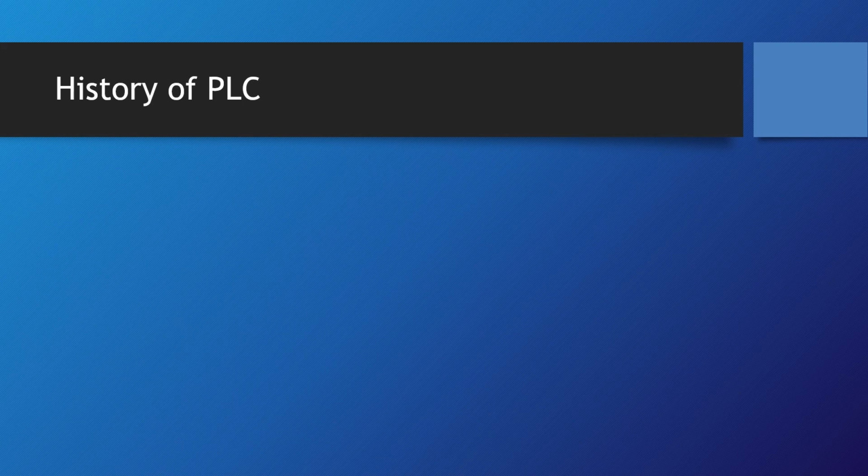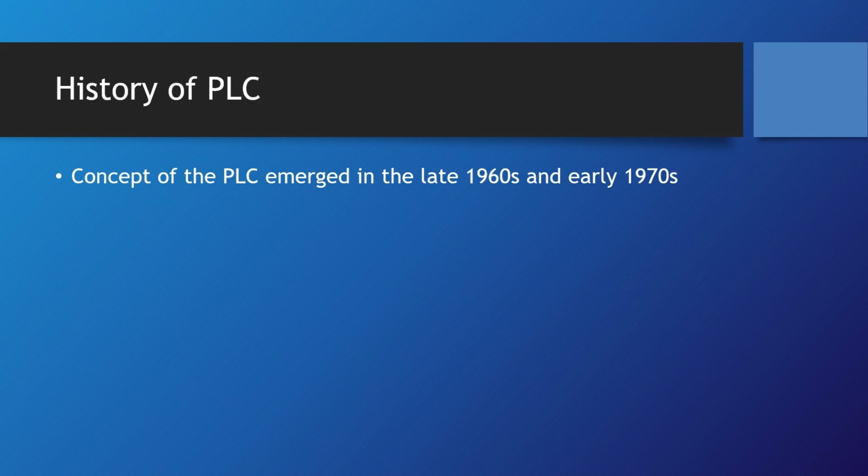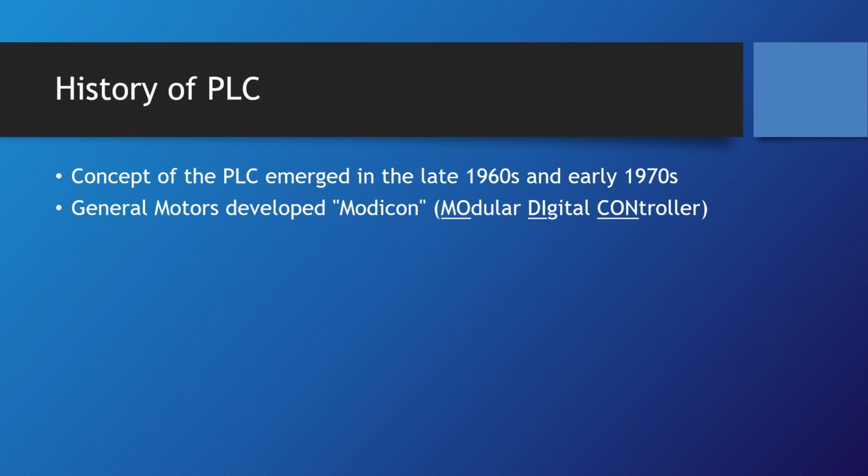A brief history of the PLC. The concept of the PLC emerged in the late 1960s and early 1970s as a response to the need for a flexible and reprogrammable control system in the manufacturing industry. Before PLCs, control systems relied heavily on hardwired relay circuits and large control panels, which were difficult to modify, troubleshoot, and maintain. In 1968, engineers from General Motors developed the first programmable logic controller called the Modicon, which stands for Modular Digital Controller. It was designed to replace hardwired relay systems used in automotive manufacturing plants.